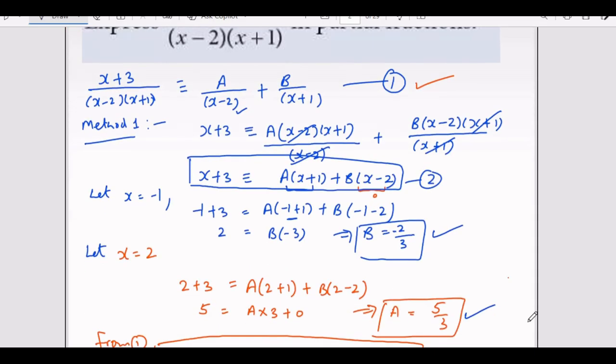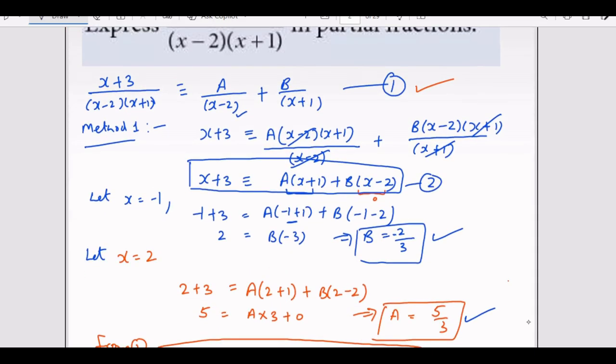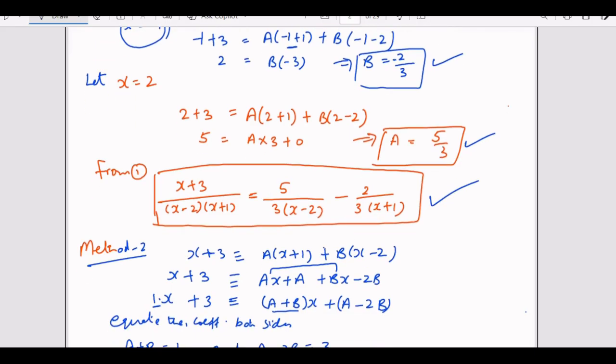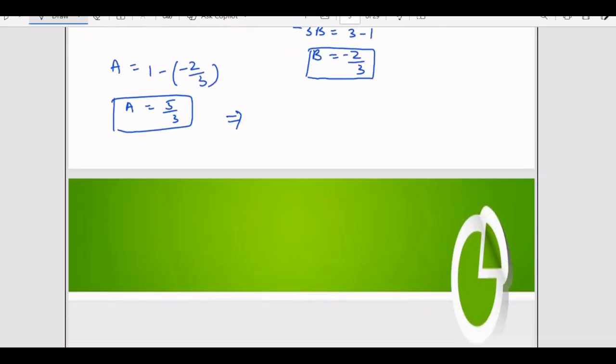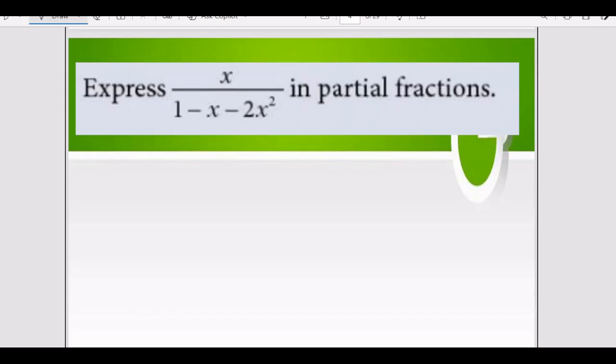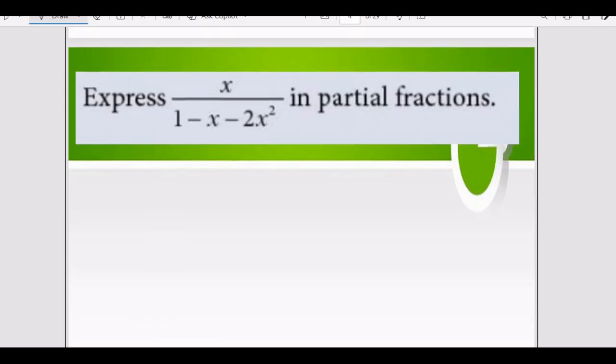But personally, I feel that method 1 is a bit easier. So you can make one of the terms 0 by choosing the values of x. Then I will use this method 1 in further questions. So you can let me know in the comment section which method is your favorite, method 1 or method 2.